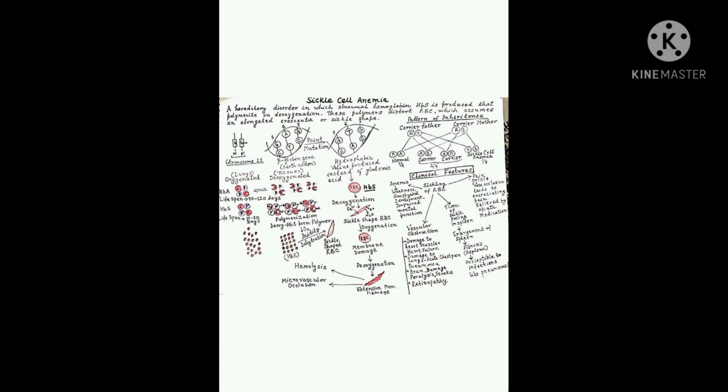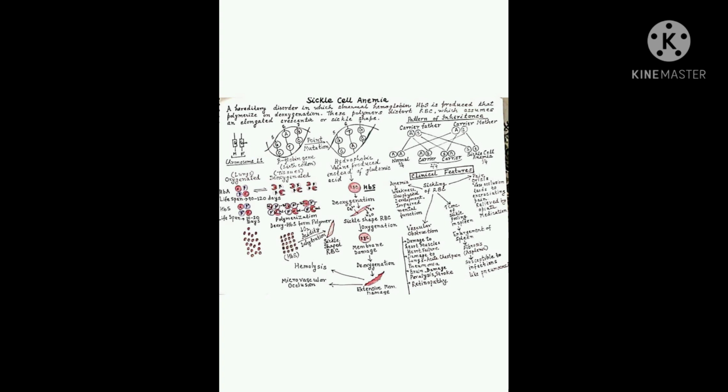So instead of this normal hemoglobin A, hemoglobin S is produced. This is an abnormal hemoglobin, and this hemoglobin S polymerizes on deoxygenation. These polymers distort RBC, which assumes an elongated, crescentic or sickle shape. Now, sickle cell anemia में क्या होता है कि ये जो hemoglobin है हमारा, this hemoglobin A, instead of this hemoglobin A, abnormal hemoglobin S is produced.